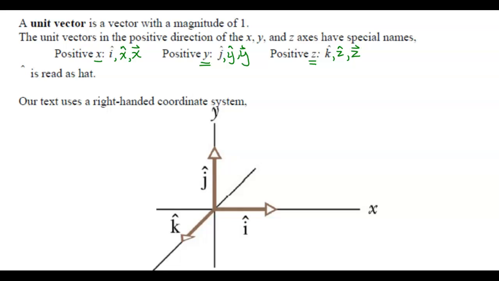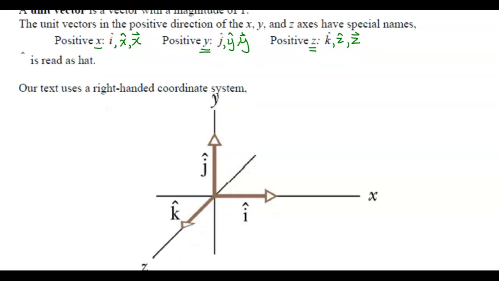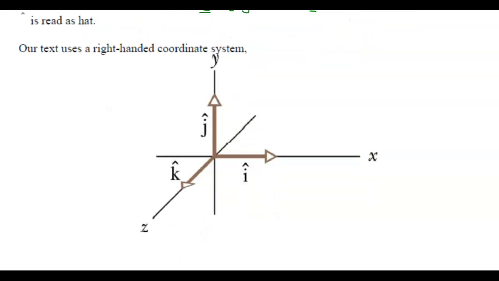So we are using a right-handed coordinate system. That is the world that we live in. So that means our x would be off and to the right, our z is coming out of the page at us, and our y is up.